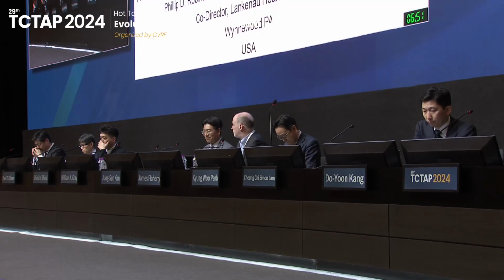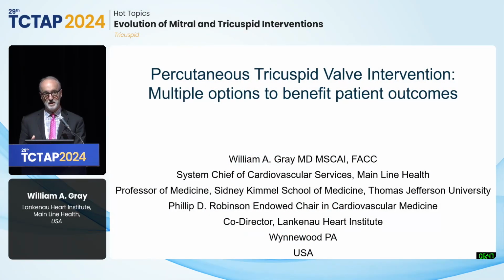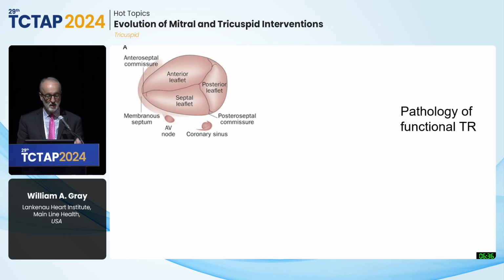I'm actually going to continue a theme, and I'm going to try to not step on David Cohen's next talk. But as you're going to see here in randomized data as well as in single-arm data, what we're seeing primarily in the tricuspid space is a significant and meaningful improvement in patient outcomes, which is the title of the talk. So just a couple of minutes on the pathophysiology of functional TR, which accounts for 90% of tricuspid regurgitation.